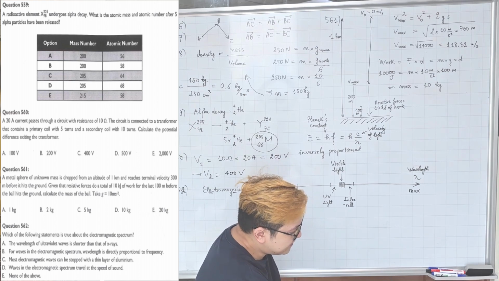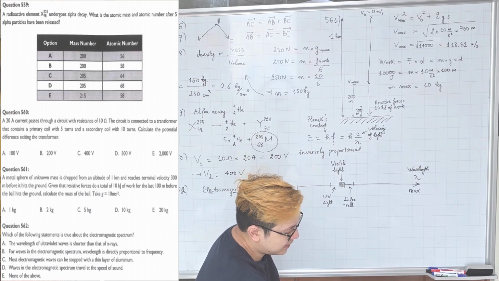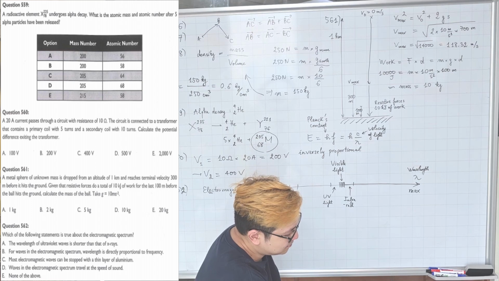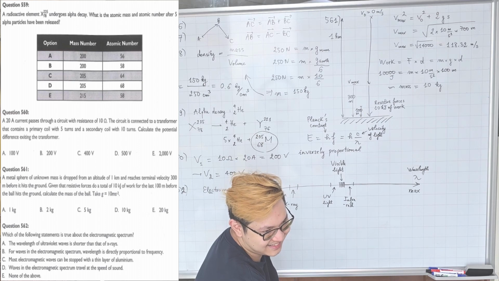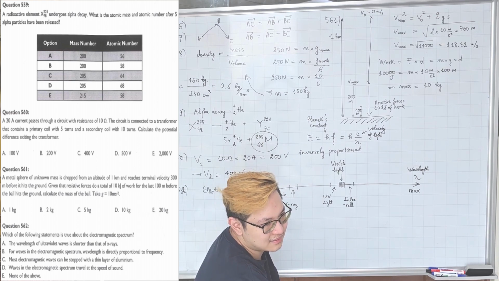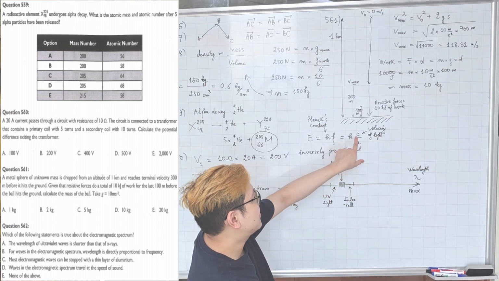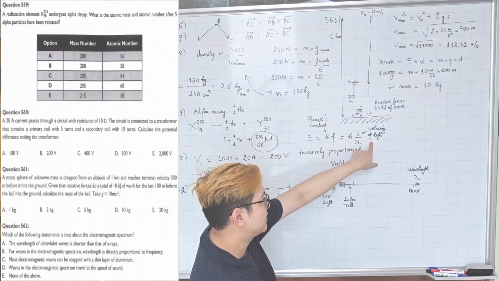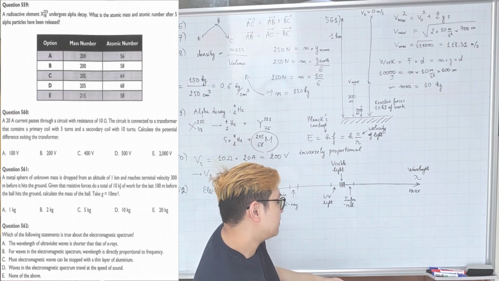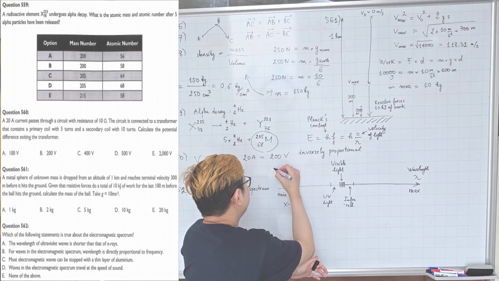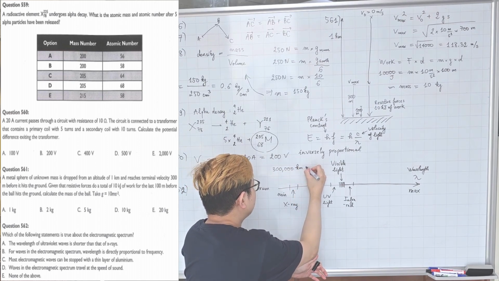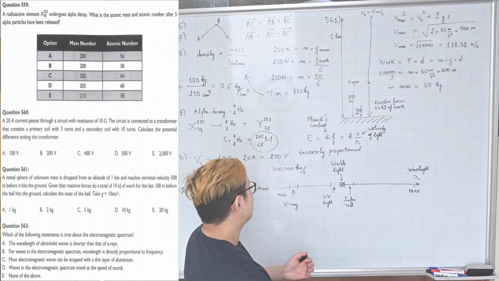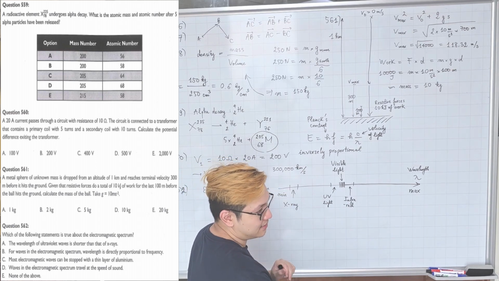D. Waves in the electromagnetic spectrum travel at the speed of sound. Những bước sóng ở phổ điện từ, nó di chuyển ở tốc độ âm thanh. Is it speed of sound? No, it's actually travel at the speed of light, right? Tốc độ ánh sáng mới đúng. And what is the speed of light? Speed of light is 300,000 kilometer per second. Tốc độ ánh sáng là 300.000 cây số một giây nha.